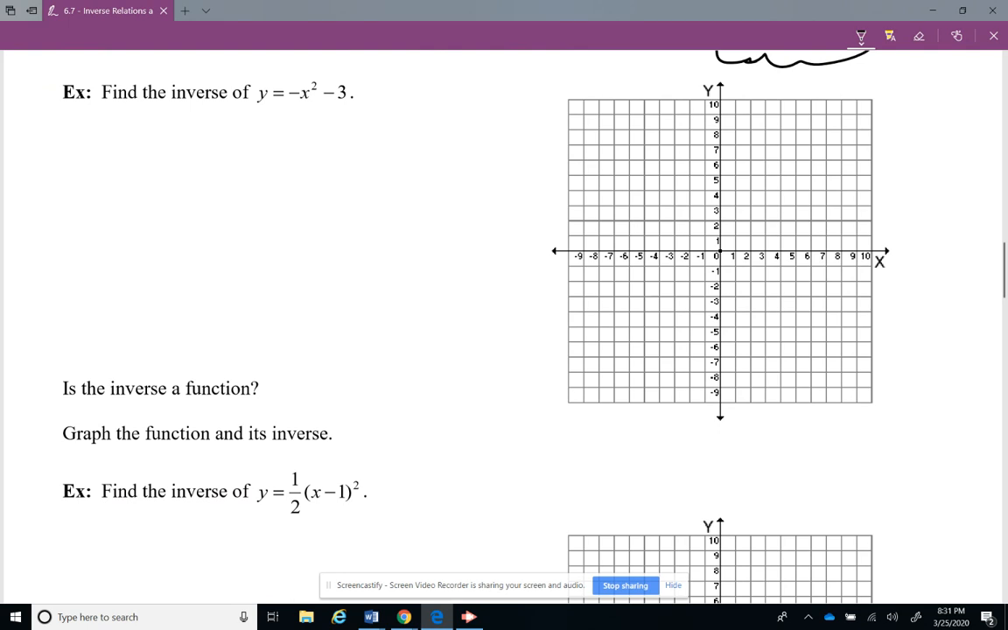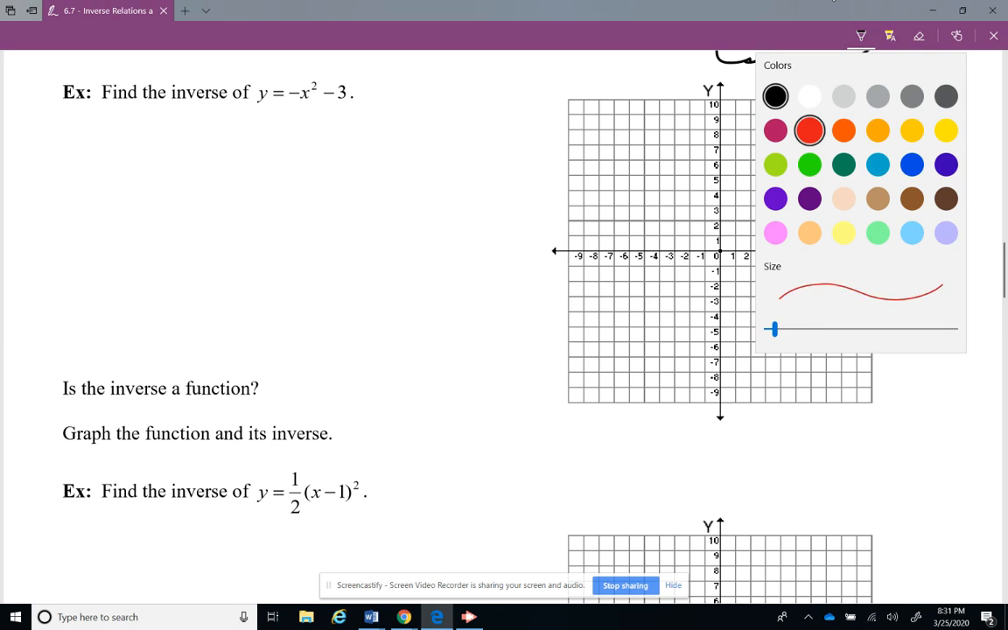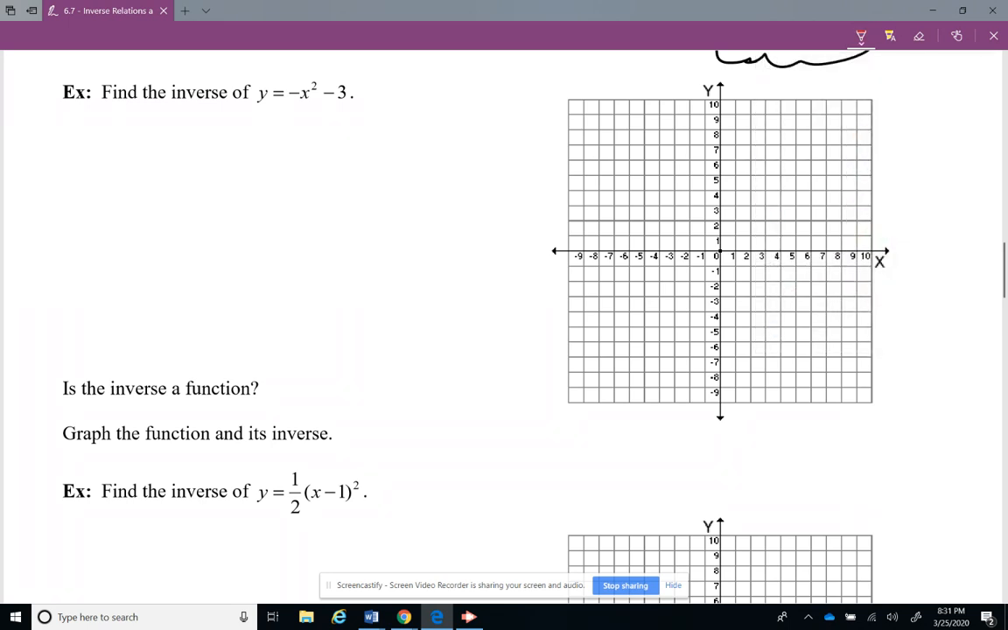Find the inverse of y equals negative x squared minus 3. All right, the first thing we're going to do is graph the original one. And you can look at it and see, hey, it's a parabola. All right, so I'm going to put my x and y. I'm going to graph y equals negative x squared minus 3.